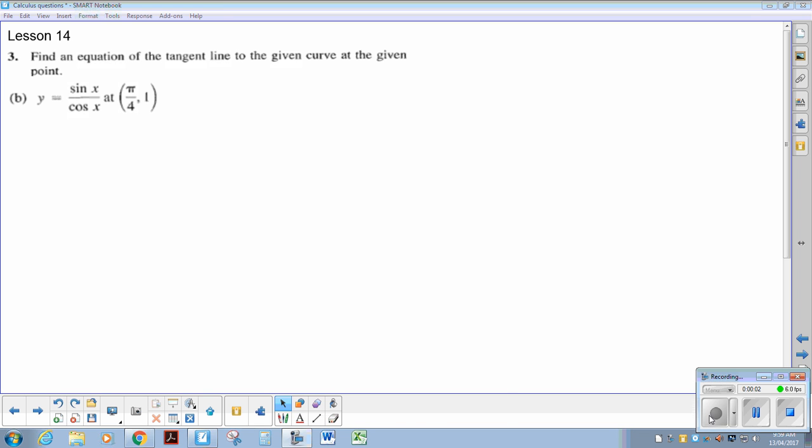All right, I've had a question from Unit 3, Lesson 14, number 3. It says, find the equation of the tangent line to the given point for this function. That means we've got to take the derivative of this and then evaluate and determine slope.